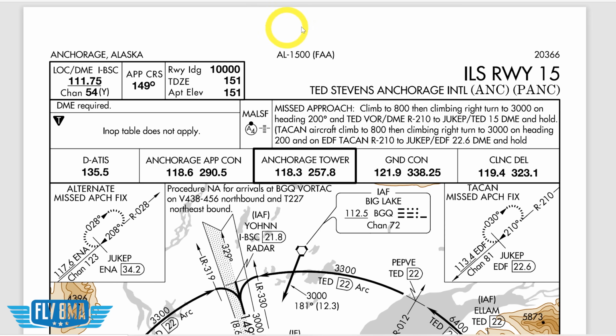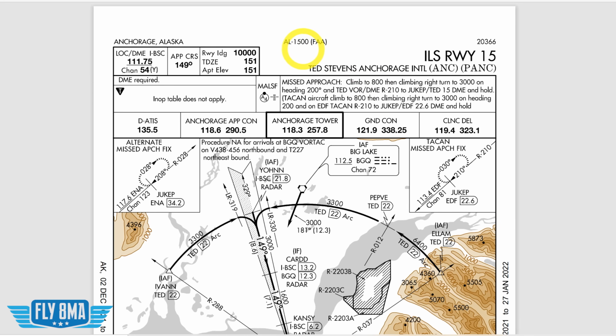So we'll start on the outsides of the approach plate. This is the margin information. So we have the top margin up here. Obviously, this is the city, Anchorage, Alaska. This little number up here, AL 1500 FAA, that simply means the FAA is responsible for this. This is a FAA plate, not a military plate. So the FAA is who controls this approach procedure.